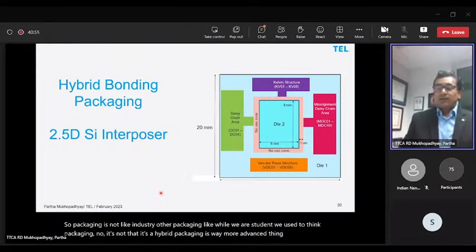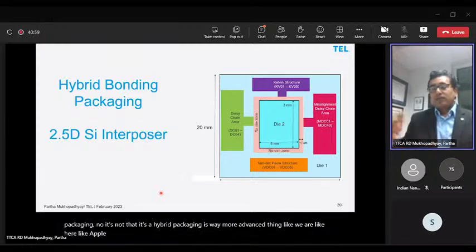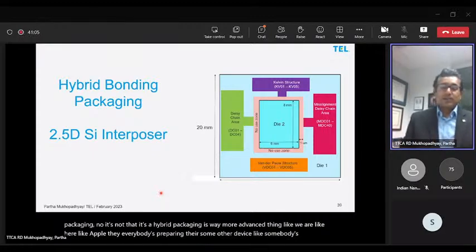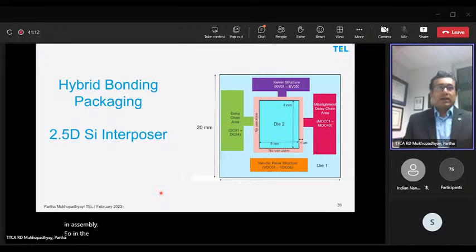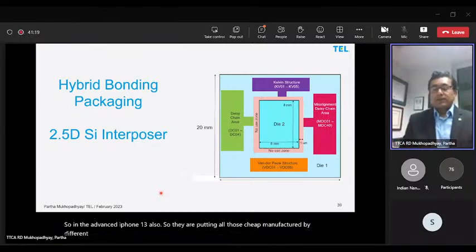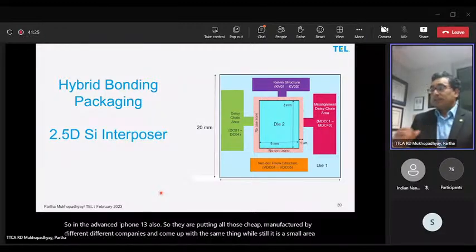Like Apple, everybody is preparing some other device. Somebody's power amplifier, somebody's low noise amplifier, somebody's something else. So they're coming and assembling. So in the advanced, like in the iPhone 13 also, they are putting all those chips manufactured by different companies together and coming up with the same thing, while still it is a small area. That's the beauty of this thing.